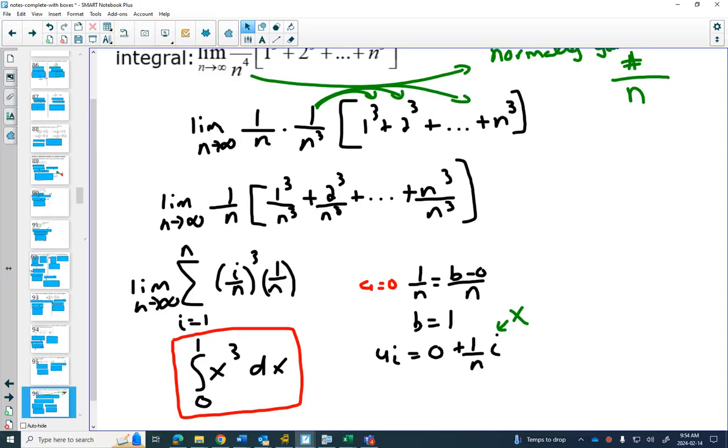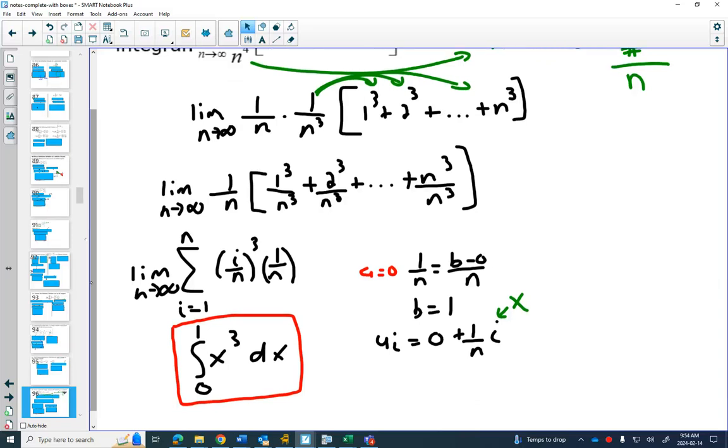And if that's your x value, then what's happening is that 1 over n is getting cubed. 1 over n cubed, multiplied by i each time. So this value is getting cubed each time. And that becomes your equation.